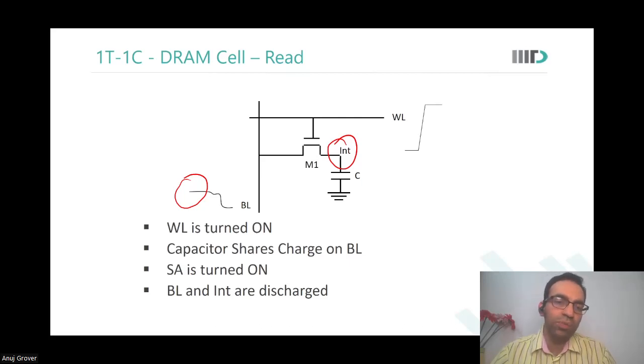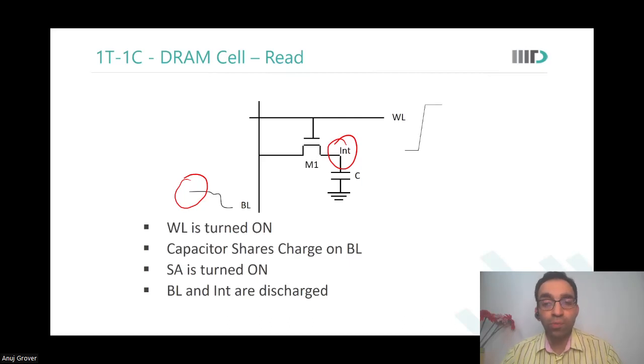At what voltage will you pre-charge the bitline? What voltage will you pre-charge the bitline? Suppose you want to read a 0. What should be the voltage? Sir, we can either pre-charge the bitline to VDD or VDD by 2, but VDD by 2 will be even more prominent.